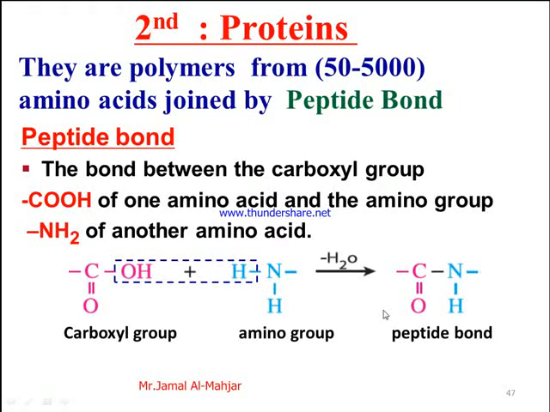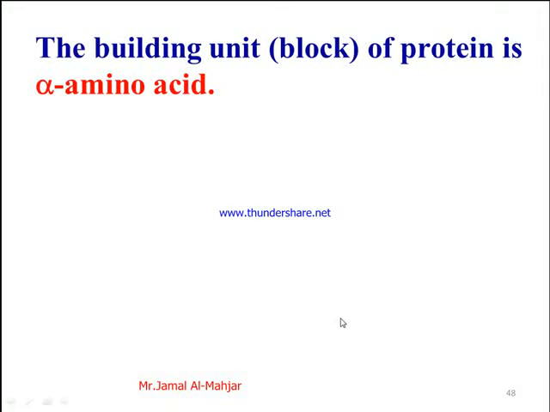Now, condensation of amino acids gives what? Yes, gives proteins. What is the building unit of protein? The building block, or the building unit, of protein is alpha amino acid.